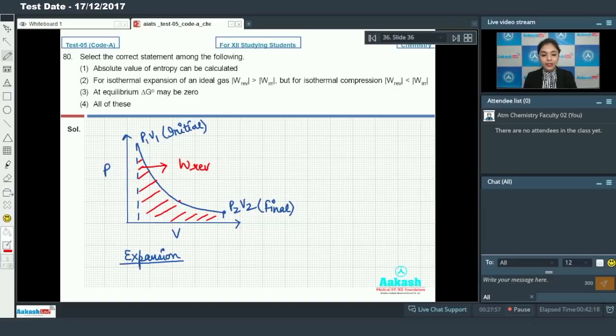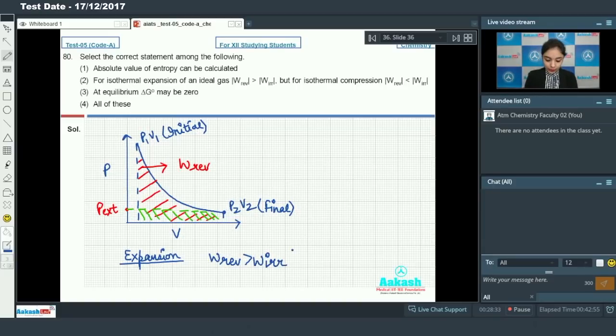So this is the reversible work done. So now if I talk about the irreversible expansion, for the irreversible expansion, the P external will be less than the initial pressure, and we can draw the work done here. So this will be the work done in the case of irreversible expansion. So always work done reversible will be greater than work done irreversible.